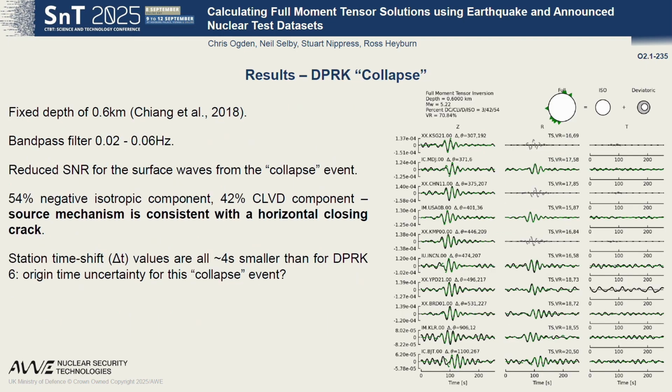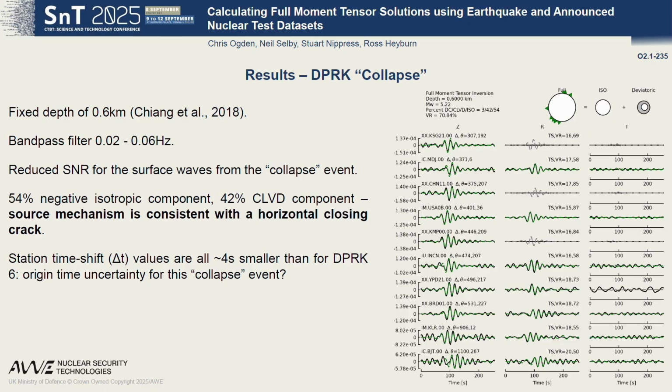For the collapse event that was immediately after DPR-Ch6, I'll focus a little bit on this for a couple of minutes. When you spend as much time as possible and work out all the time shifts accurately, you find that it does have a negative isotropic component. That makes sense because we're expecting it to be a collapse. And it's got quite a large CLVD component, and that combined leads towards a horizontal closing crack, which you might expect if you had a cavity that's then collapsed.